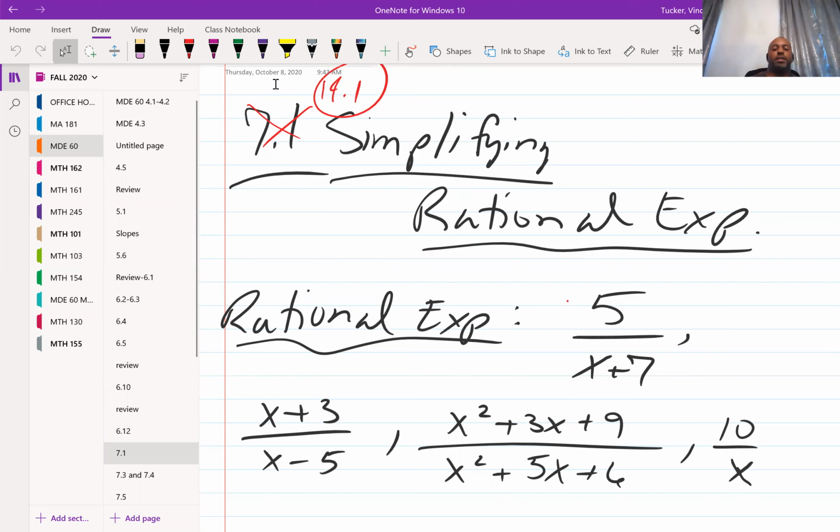A rational expression basically is a fraction, but this time we're going to have variables in our denominator. We can have them in the numerator as well, but most of the time when you call it a rational expression, it has variables in the denominator. But just a regular fraction is considered a rational expression as well. So once again, rational expression is just another term for a fraction. Examples are 5 over x plus 7, x plus 3 over x minus 5, x squared plus 3x plus 9 over x squared plus 5x plus 6, and 10 over x. All of those are just examples of rational expressions.